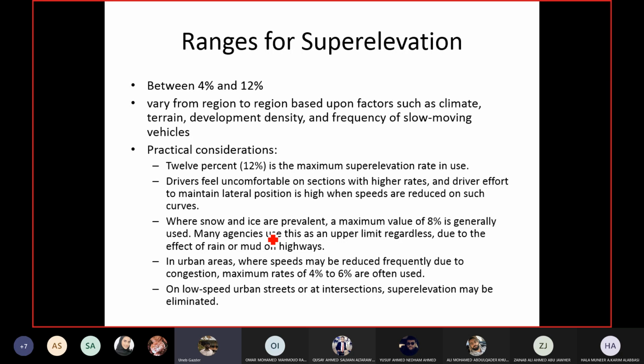So because of any reason, if the pavement is wet because of snow or ice or rainfall or mud, then the maximum super elevation recommended is 8%. Okay, so if you are designing in an area where snowfall or icefall or rain is common, then you should take a value of 8%.